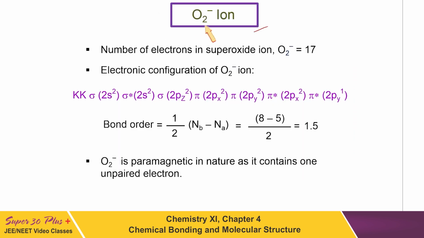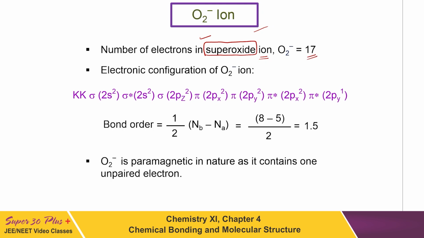Suppose, for example, we have the O2 minus ion. How many electrons are there in the O2 minus ion, which is also called the superoxide ion? Each oxygen has 8 electrons, so in total there are 16 electrons, and including this -1 charge, there will be 17 electrons altogether, right?